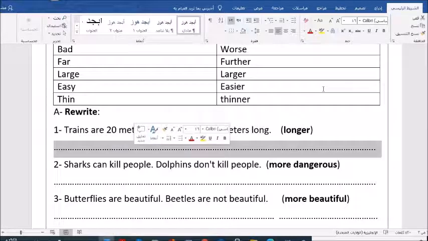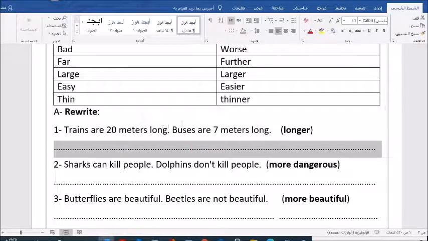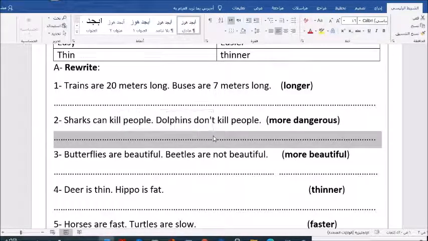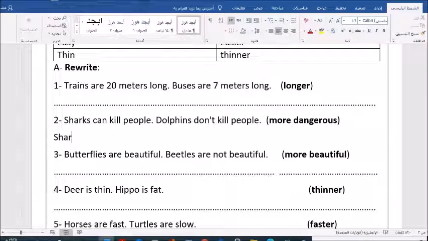Let's answer some questions. Trains are 20 meters long, buses are 7 meters long. We answered this question before. Let's go to the next one. Sharks can kill people. Dolphins don't kill people. Use more dangerous. Of course, I start with part 1, sharks. Plural word takes are. More plus adjective dangerous. Then part 2.